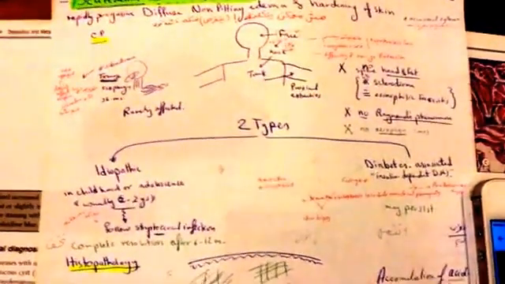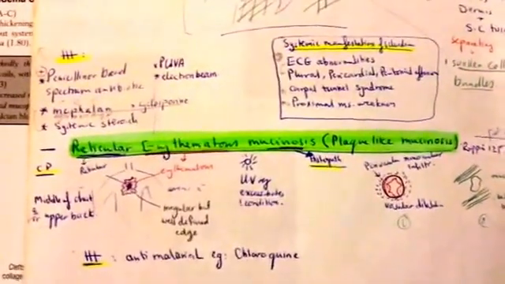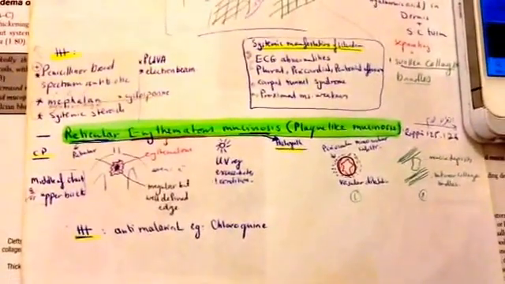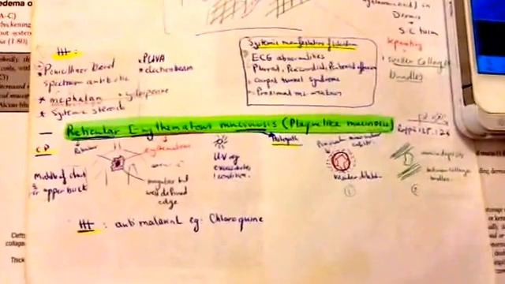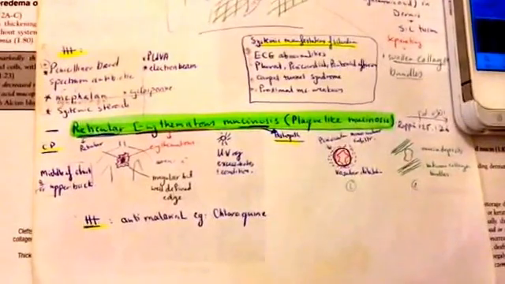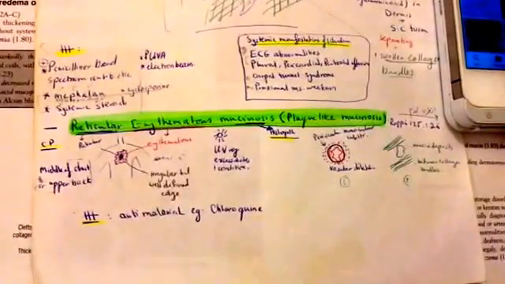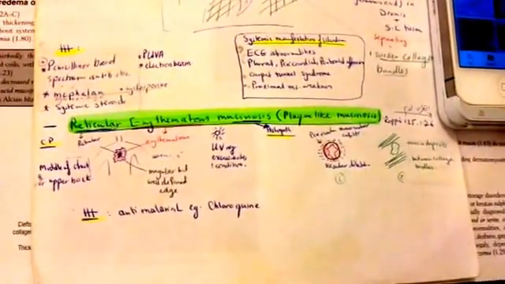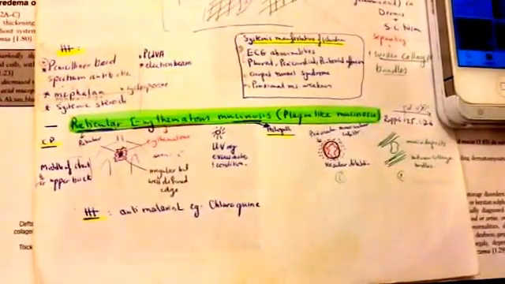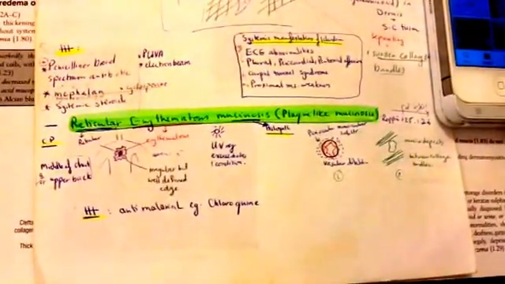The second type of generalized cutaneous mucinosis is reticular erythematous mucinosis, or plaque-like mucinosis. As the clinical picture from its name, it is reticular and erythematous, in the middle of the chest and upper back. It has an irregular but well-defined edge, and ultraviolet rays exacerbate the condition.